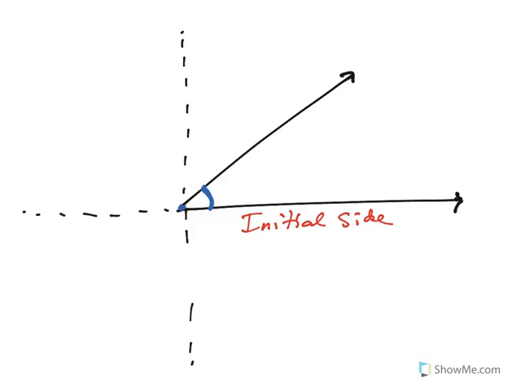So the turning point there would be called the vertex. And then the other side, the side that creates the angle itself, is called the terminal side. And it's going to be important that you understand those two terms because we're going to talk about the initial side and the terminal side, and you need to know what part of the angles we are referring to.